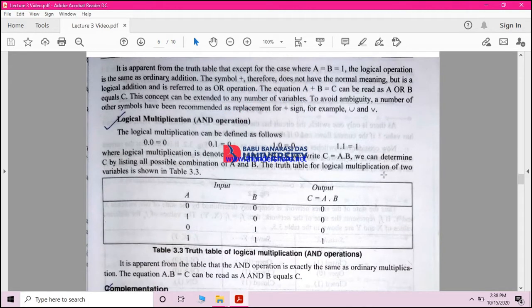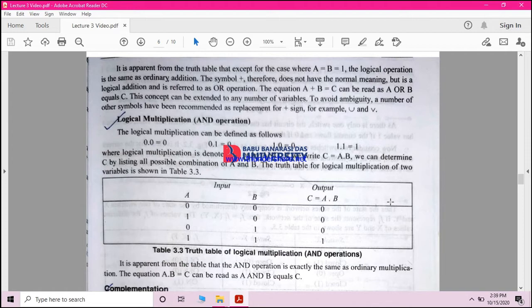It is apparent from the truth table that except for the case where A is equal to B is equal to 1, when both inputs are high, the logical operation is the same as any ordinary addition operation. The symbol plus therefore does not have the normal meaning. It is not just a normal addition, but it is a logical addition, and it is also referred to as the OR operation. The equation A plus B is equal to C can be read as A or B equal to C.